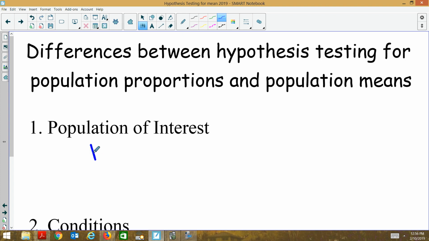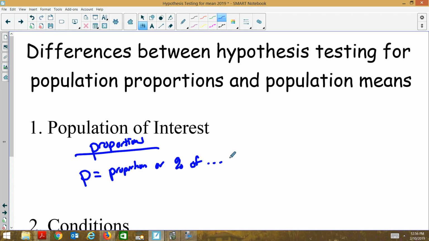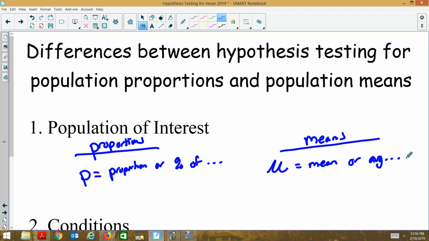For proportions, the population of interest is usually some percentage. We say p equals a proportion of something or a percentage of something. Whereas for means, the focus is going to be on the population parameter mu, which is the mean of something or the average of something. So we first need to know the population of interest. Again, that's why we talk about it.